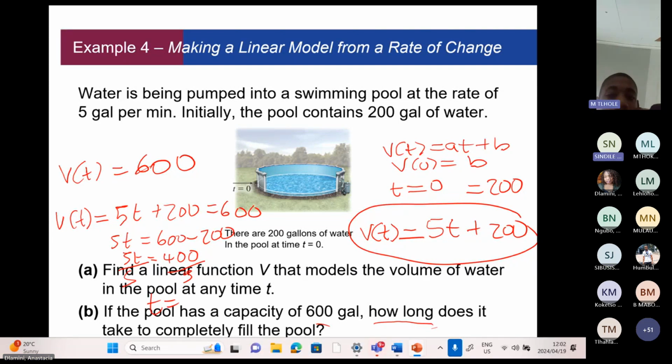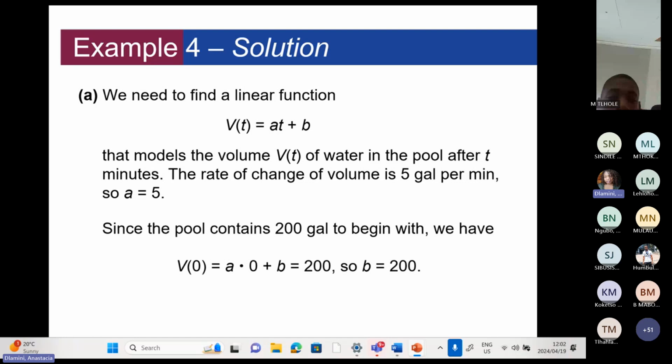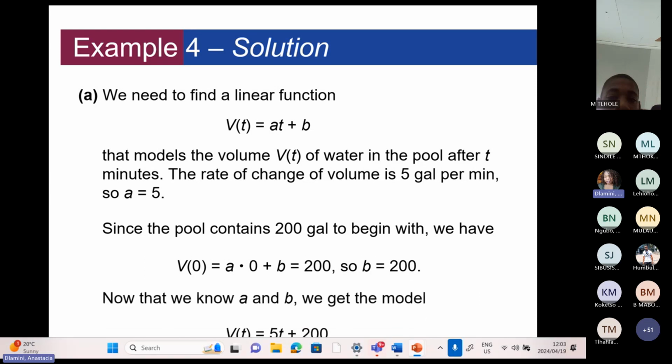80 minutes. Remember, your units are important. 80 minutes. There we go. Since the pool contains 200 gallons to begin with, initially, therefore, B is that.